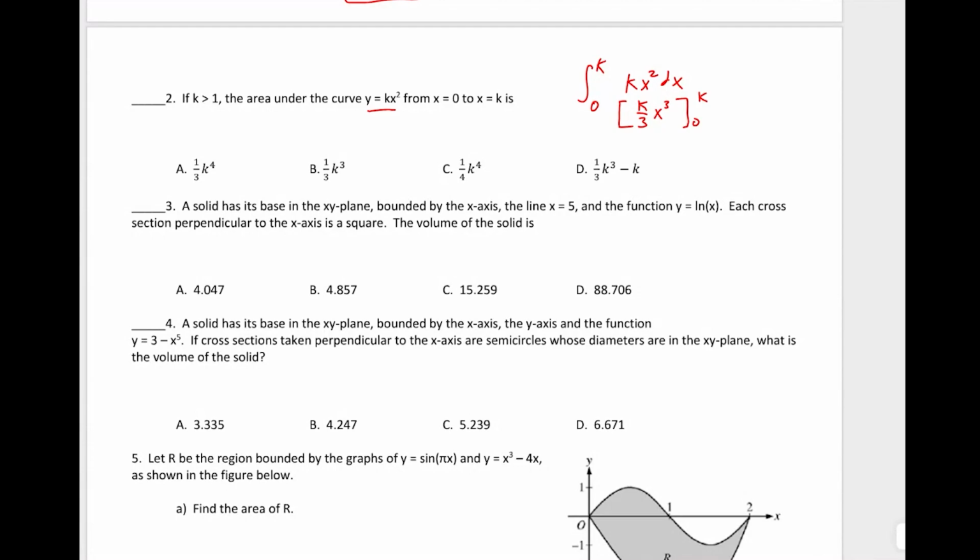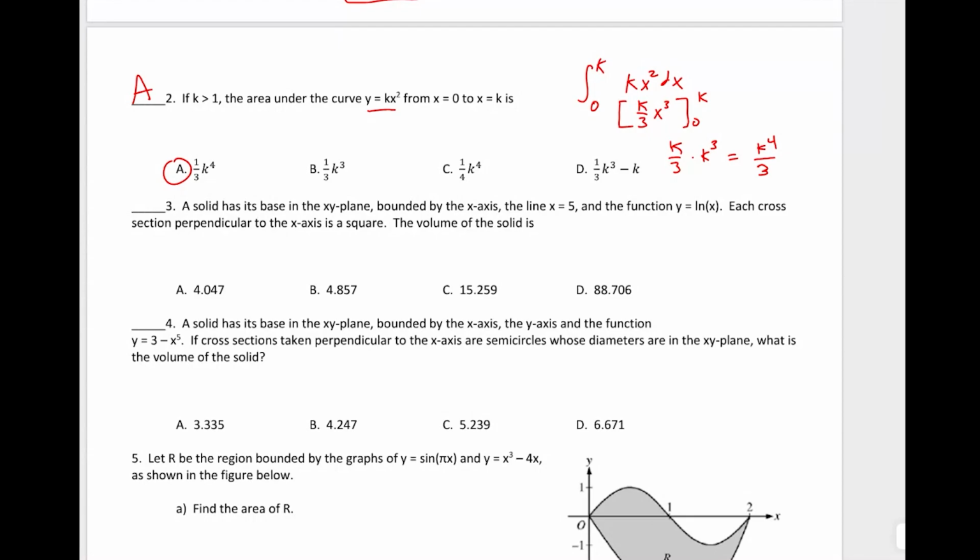So from here, we're going to plug in k, and we're going to plug in 0. And as you can see, if we plug in 0, 0 cubed is just 0, so that term is just going to be 0. But if I plug in k, I'm going to get k over 3 times k cubed. So k times k cubed is k to the fourth. So I get k to the fourth divided by 3, which is the same thing as 1/3 k to the fourth. So my answer is A. Don't really need a calculator for that one.